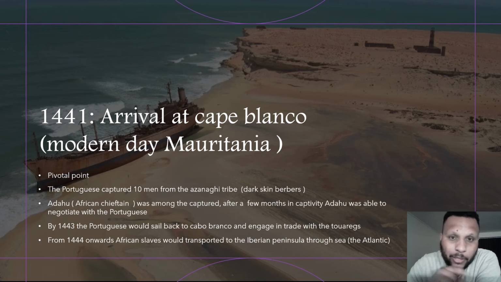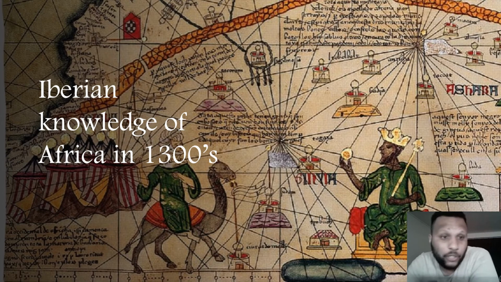And so these are the early beginnings of the Atlantic slave trade. I wouldn't call it transatlantic, because at this point no European had arrived in the American continent, at least officially. But at this point the Portuguese started to traffic human beings from West Africa to Europe. 1441, a pivotal point. And so let's end this presentation right here, and I'm just showing you guys this map.